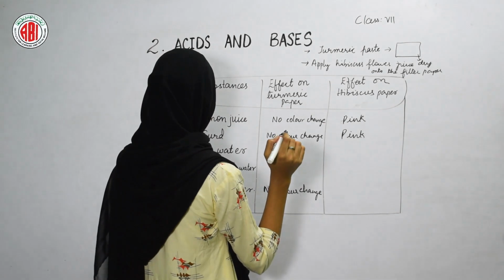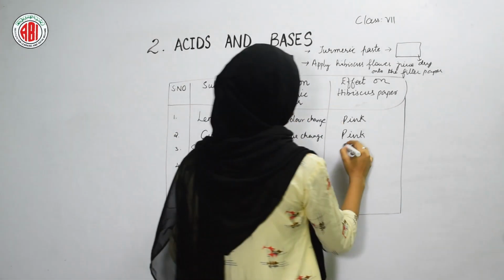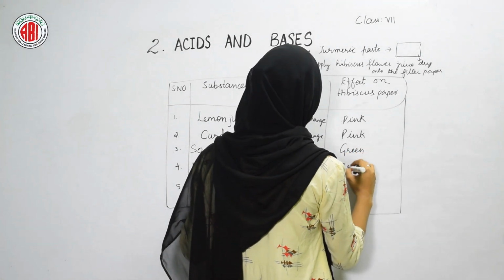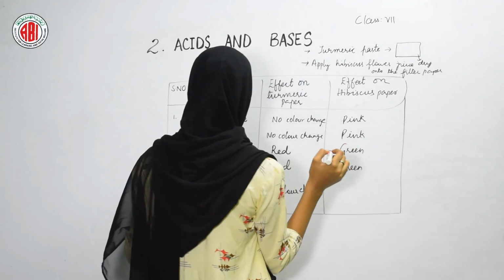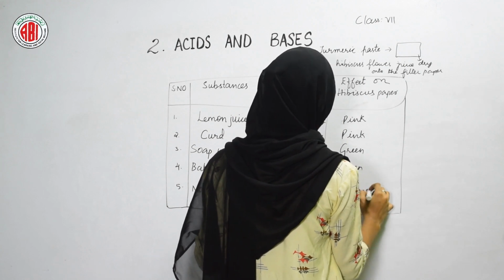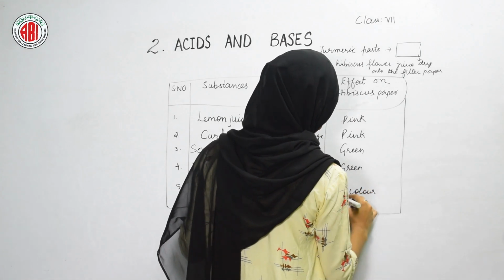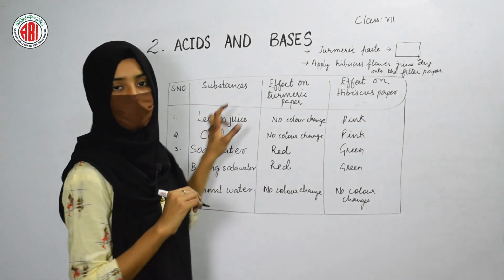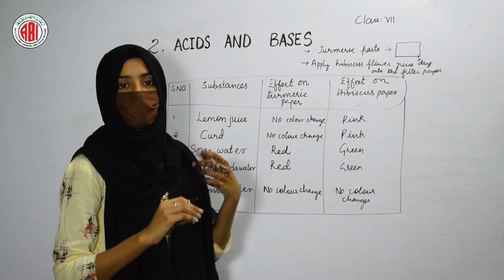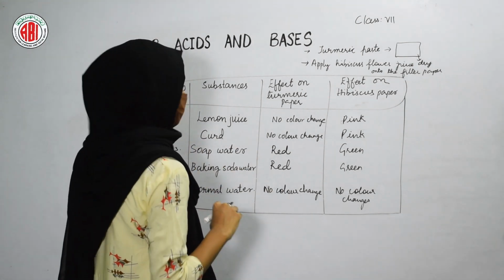But when we pour soap water and baking soda water onto this hibiscus paper, then it shows green color. The hibiscus paper turns green, and with the normal water, it does not show any color change. So here we can write no color changes. In this way, the different indicators impart different colors to the different substances.